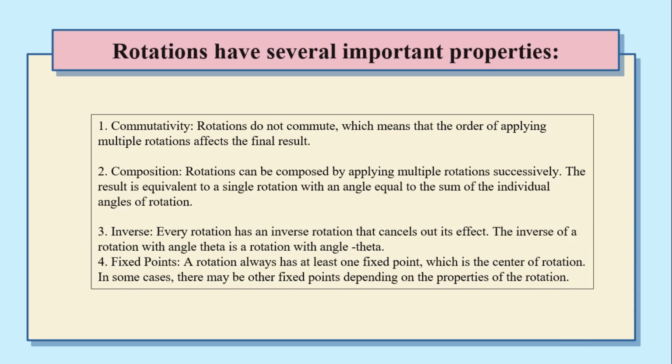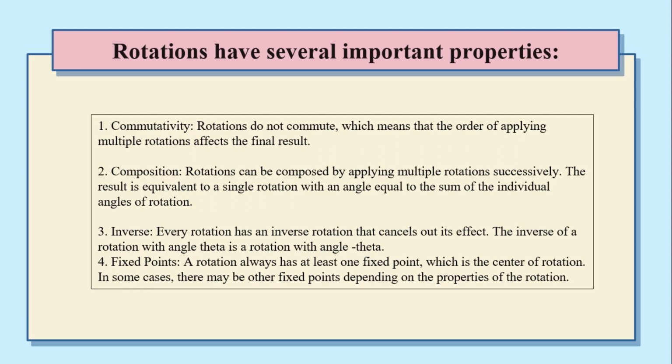Rotation has several important properties. 1. Commutative. Rotations do not commute, which means that the order of applying multiple rotations affects the final result. 2. Composition. Rotations can be composed by applying multiple rotations successively. The result is equivalent to a single rotation with an angle equal to the sum of the individual angles of rotation.